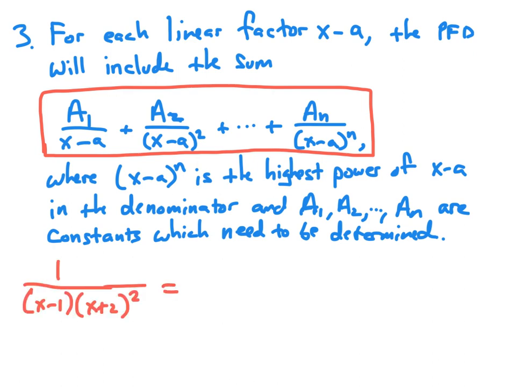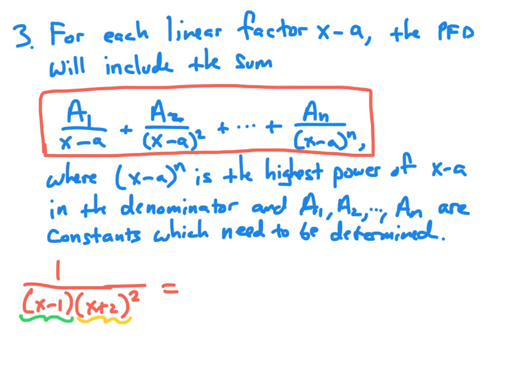So for an example, let's suppose we wanted to write down the partial fraction decomposition of 1 over (x minus 1) times (x plus 2) squared. We notice that in our denominator, which is already factored for us, we actually have two linear factors, x minus 1 and x plus 2. We notice that x minus 1 appears to the first power, and x plus 2 appears to the second power. So when we go to write the partial fraction decomposition, we focus on one linear factor at a time.